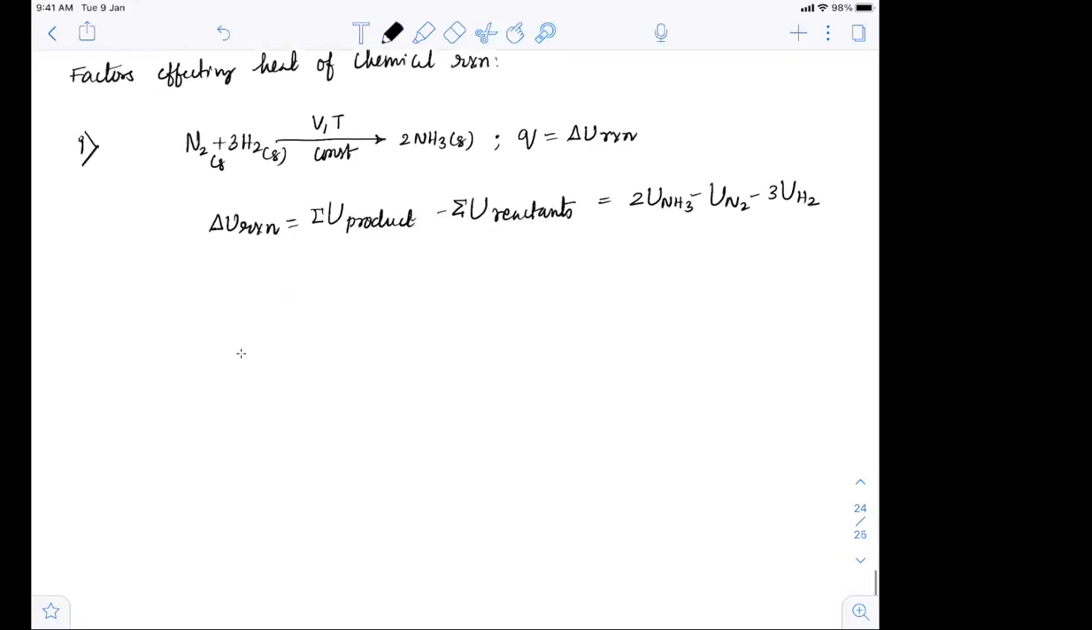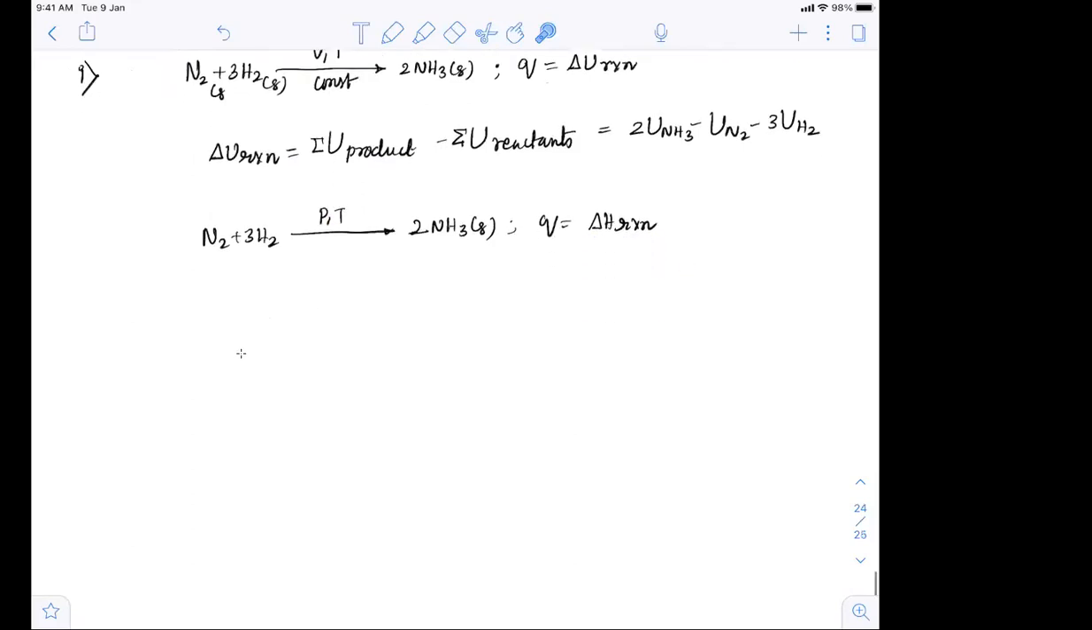Okay. Suppose I take one more case where N2 plus 3 H2 is operating at constant pressure and constant volume, and it is giving 2 NH3 here. Now this time Q will be equal to delta H of the reaction, because any heat exchange happening at constant pressure is what we call enthalpy change. That is the basic definition of enthalpy.